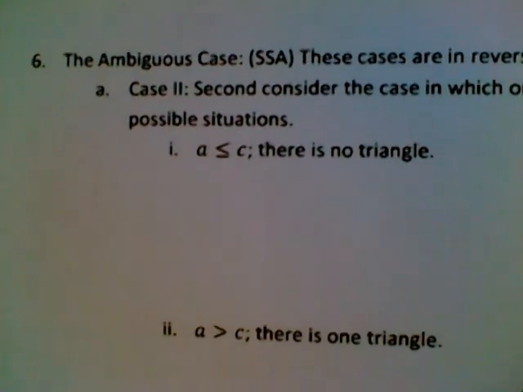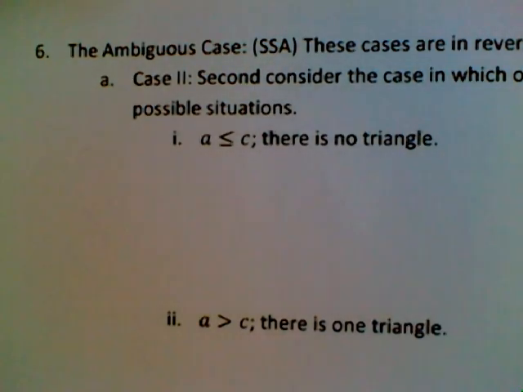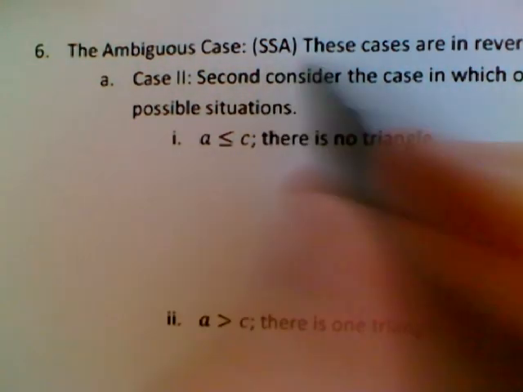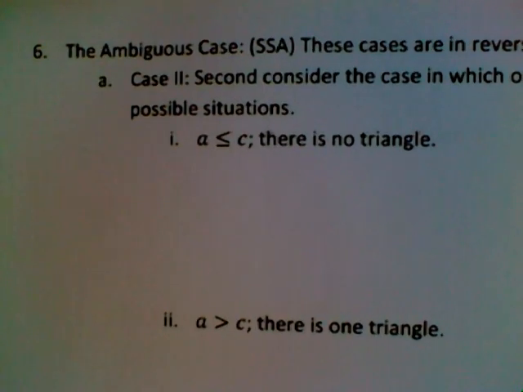Well, in this video we're going to do 6, and this is the ambiguous case. If I'm given two sides and an angle, I have situations to worry about. Again, two sides and an angle. Now, when working with the ambiguous case, you will every single time write the triangle in this following method.